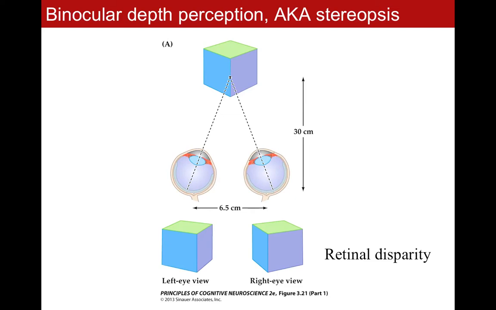This arises from the fact that our eyes are about 6.5 centimeters apart on average, but more for some, less for others. So each eye has a slightly different view of the same nearby objects. The differences in the two images, that's retinal disparity, as I mentioned before.